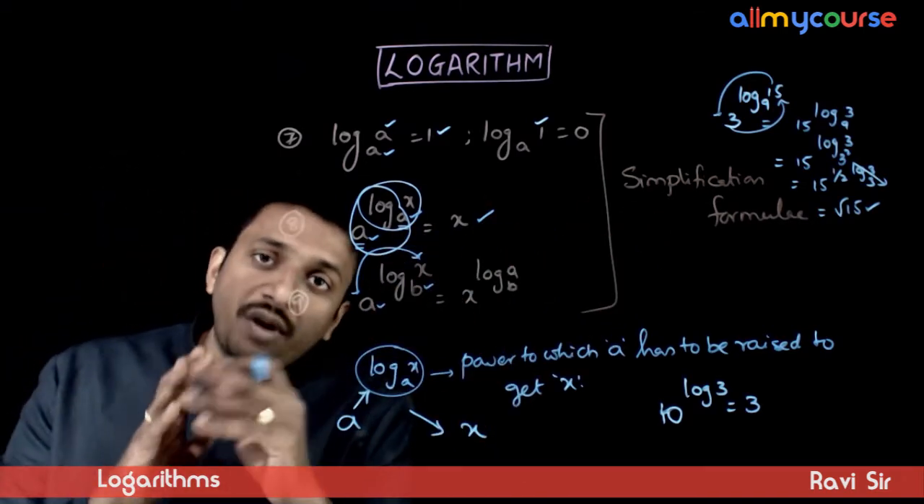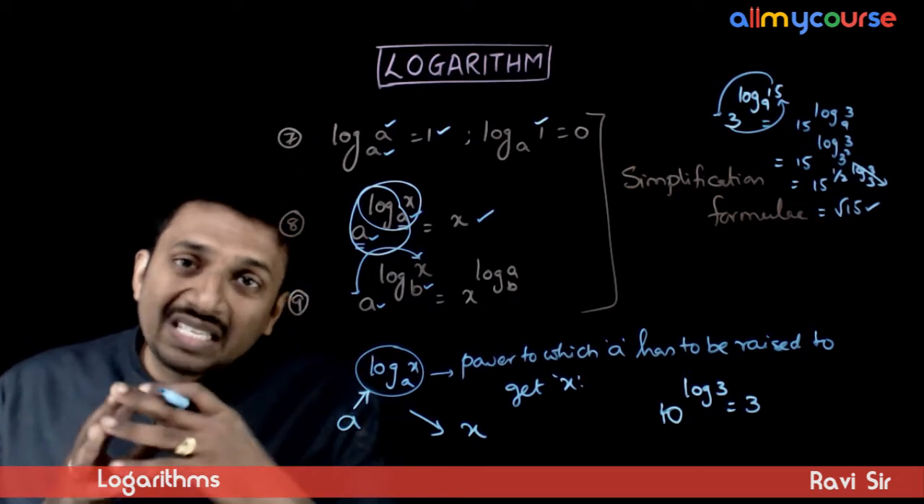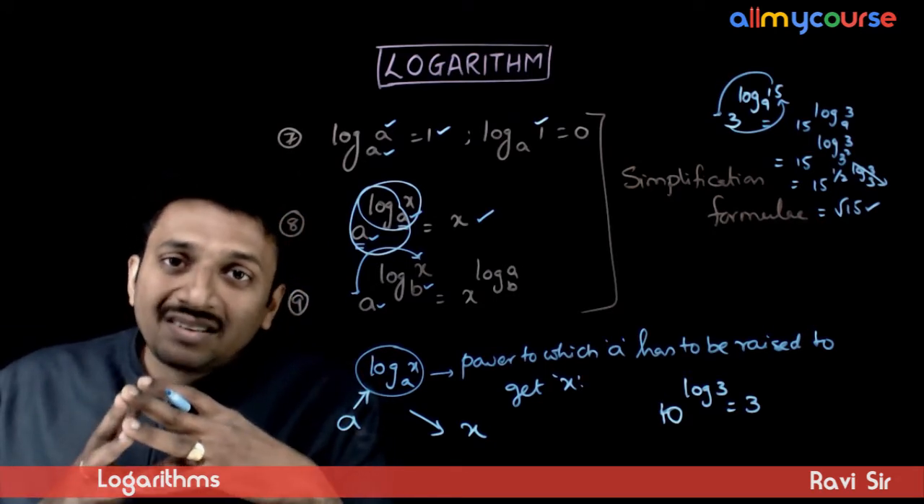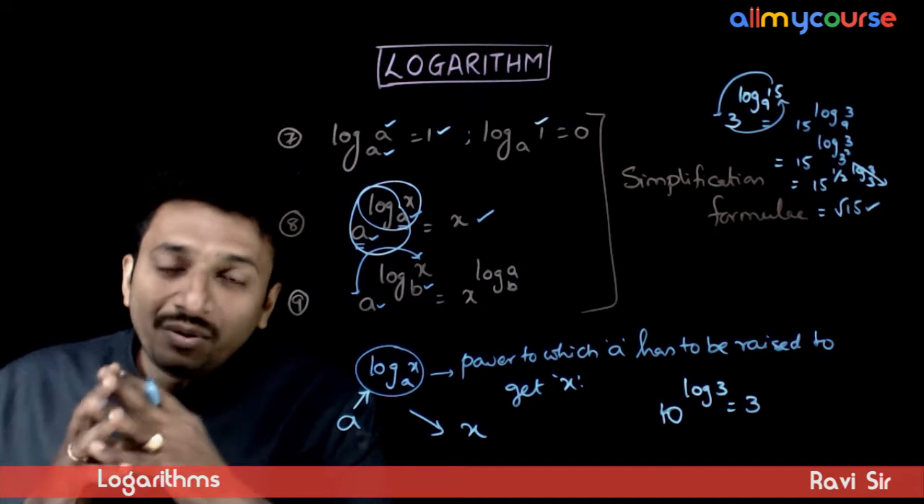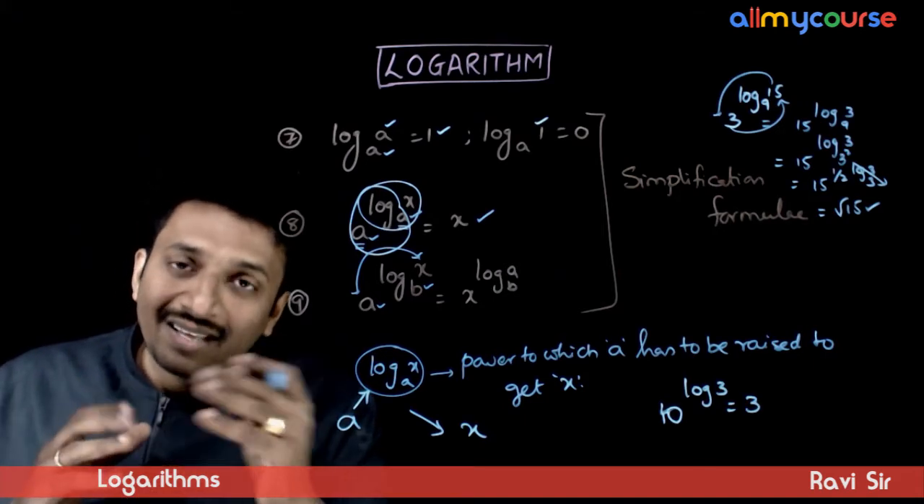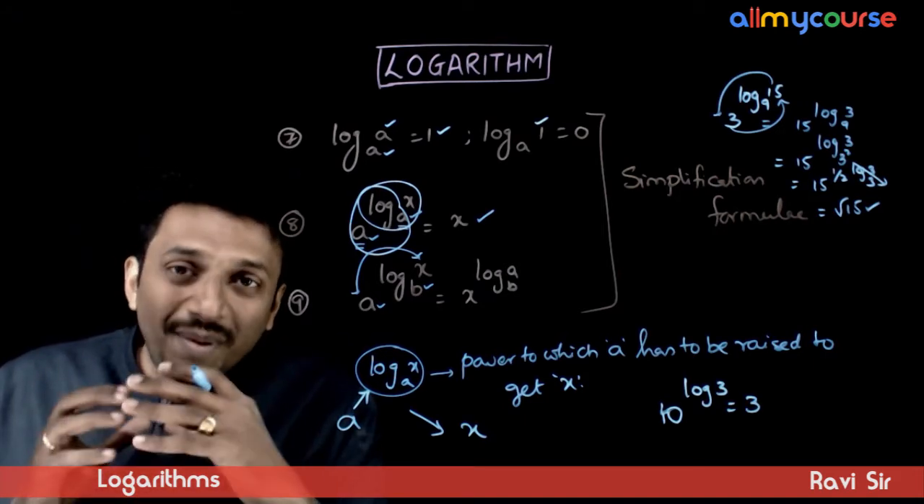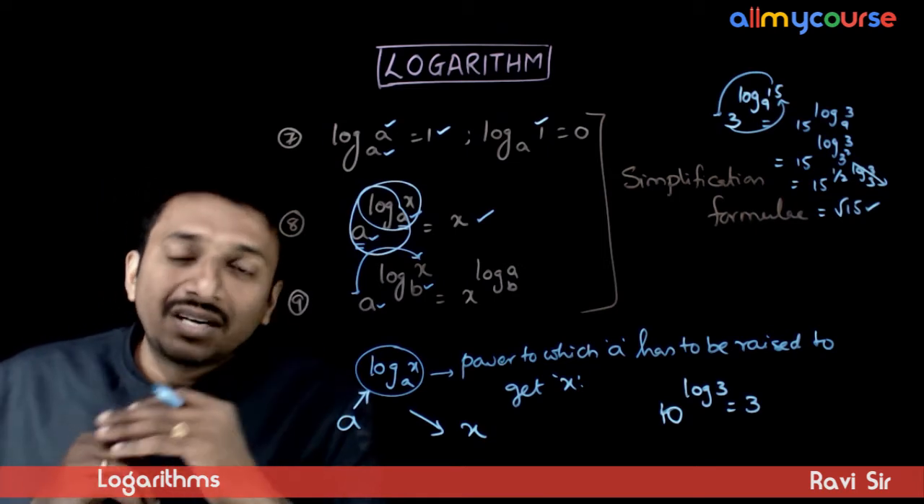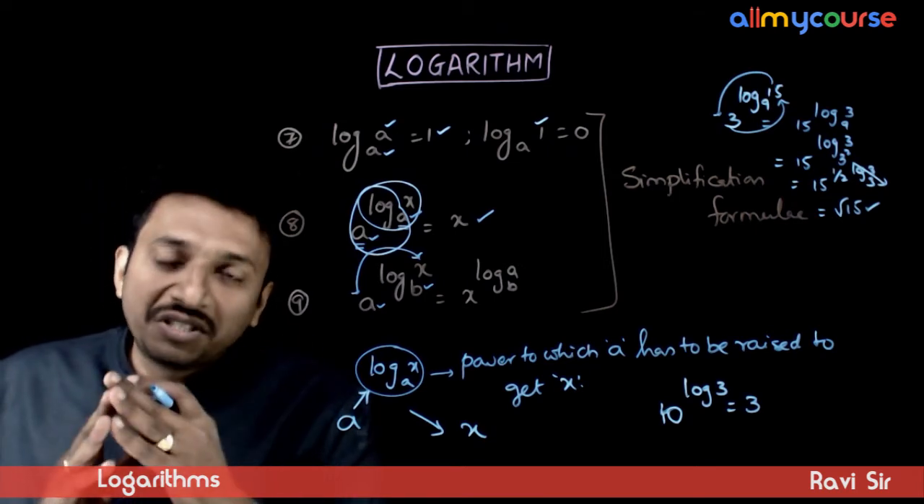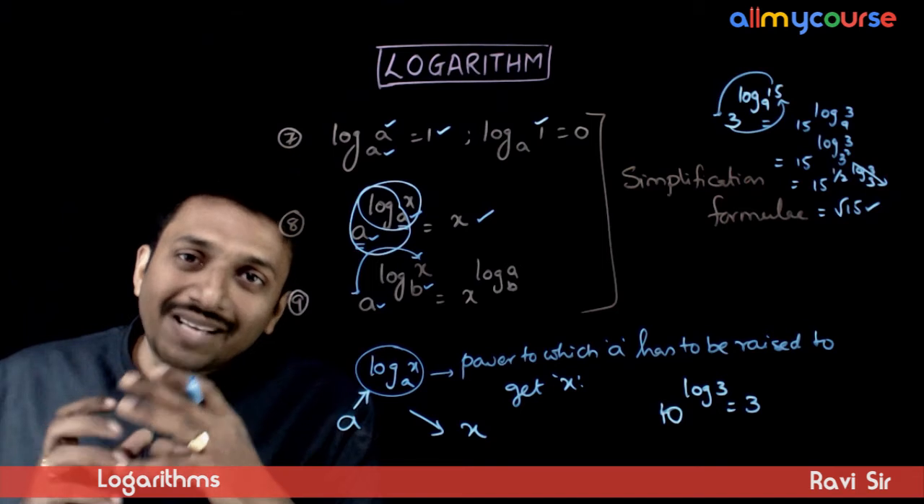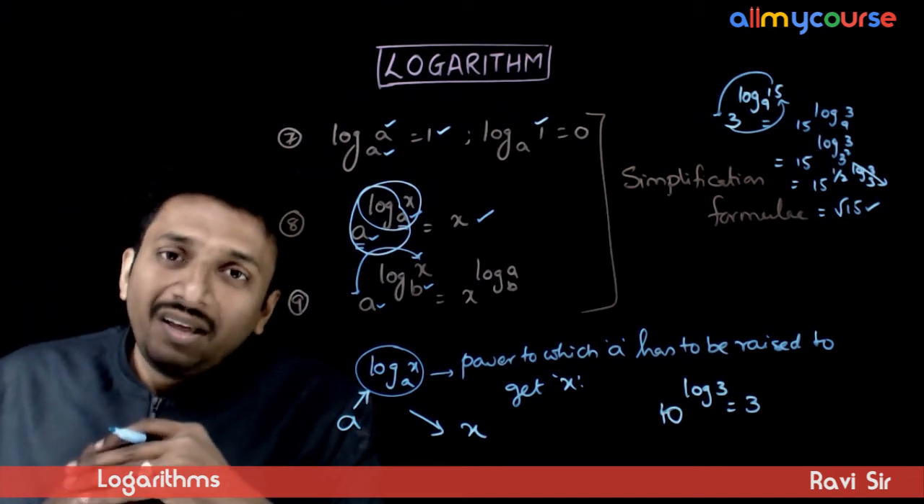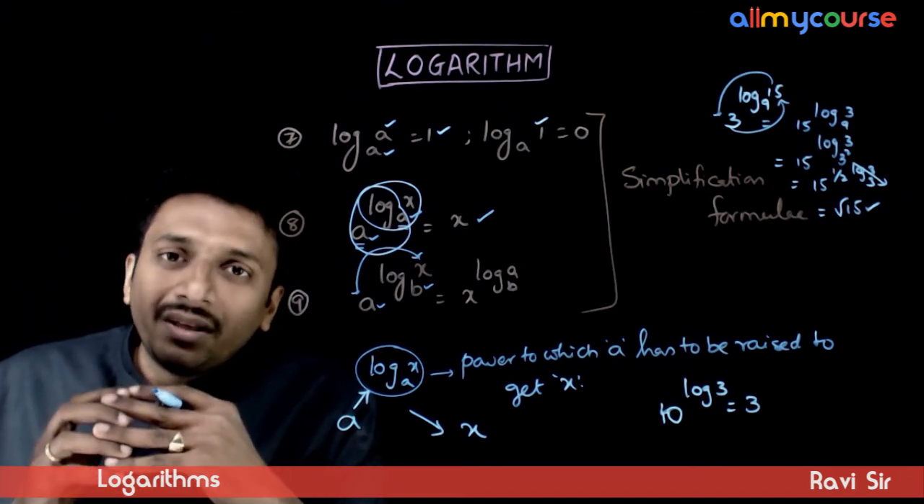So there are a total of 9 formulas which you need to remember in 3 sets. So the first is product rule, quotient rule and power rule. And the next set of formulas are called base change formulas. The third set of formulas are called simplification formulas. So once you master these 9 formulae, theoretically you can do any problem in logarithms.